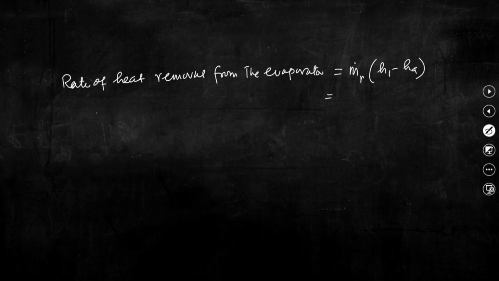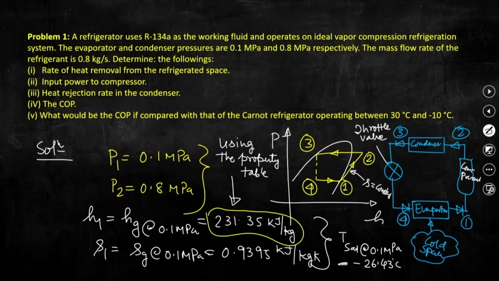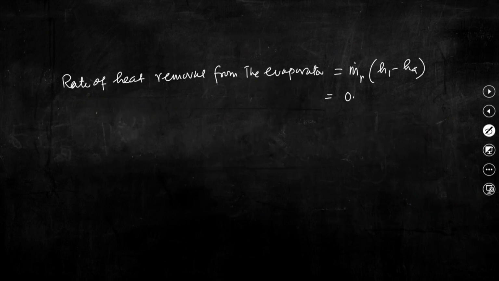Already we have calculated that. What is given? Mass flow rate is given, 0.8 kg per second. So, this is 0.8 into H1 minus H4, H1 equals 231.35 minus 93.42. The unit should be kilowatt: kg per second into kilojoule per kg, so kilojoule per second, that is kilowatt.